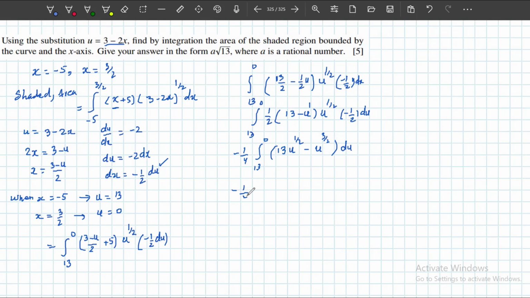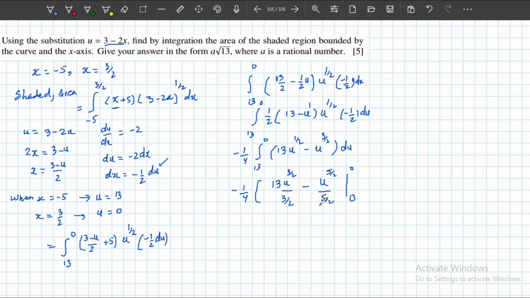So minus 1 by 4, if I apply integration first, on 13 u power 1 by 2, we can apply the power rule, add 1 in the power, means 1 by 2 plus 1, that gives me 3 by 2, and same thing we will divide. Next we have u power 3 by 2 plus 1. So that gives me 5 by 2, like 2 ones are 2, 2 plus 3, 5. So 5 by 2. The rule says we have to divide by the power as well, 5 by 2. And lower limit is 13 and upper limit is 0.